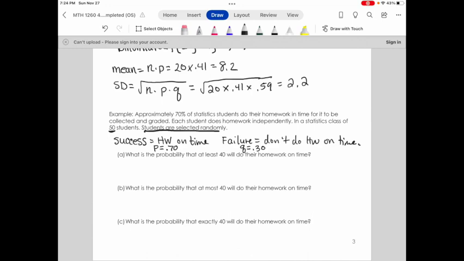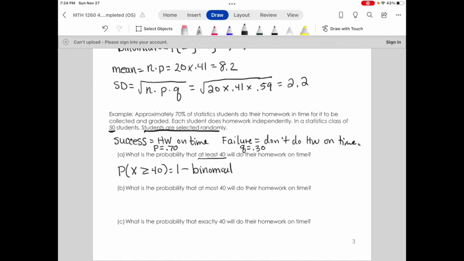Now in part A, it says, what is the probability that at least 40 will do their homework on time? So what that means, at least 40 means 40 is going to be the lowest. So we want numbers greater than or equal to 40. We want the probability of having 40 students do them on time, 41, 42, 43, all the way up to 50. Now, because this doesn't start at 0, it's not 0 to some number, we're going to have to use the subtraction trick.